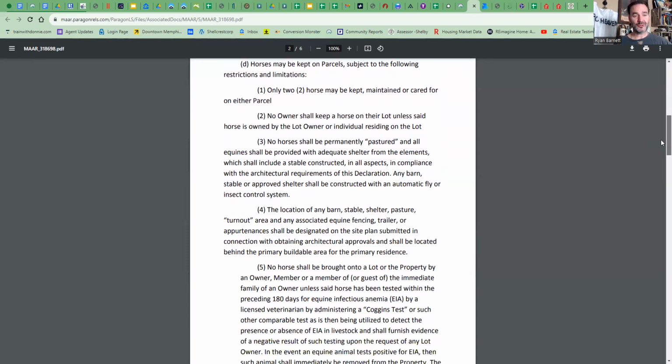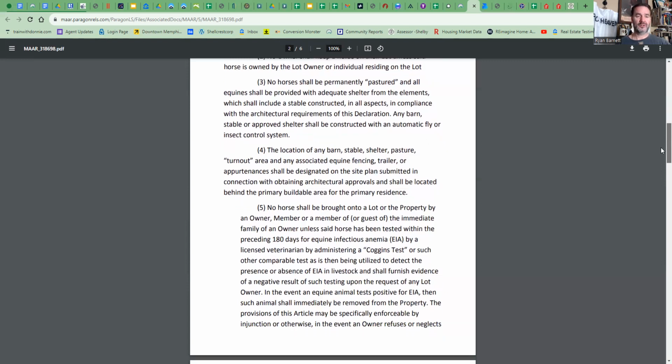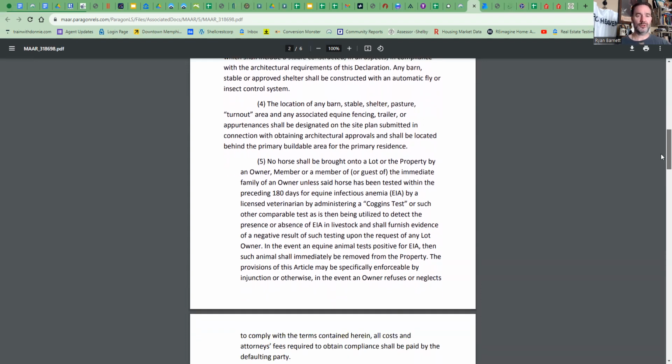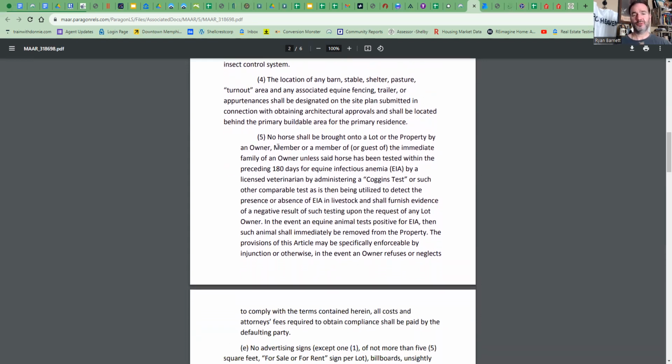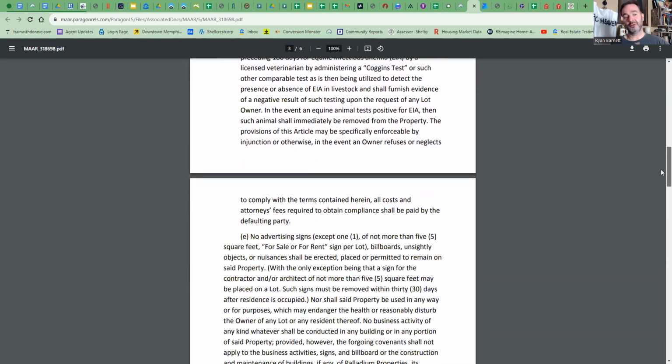The location of any barn, stable, shelter, pasture, or turnout area associated with horses should be designated on the site plan submitted in connection with the structure. Yep, the horse should be brought onto the lot by the property owner. So someone may not care at all about horses, and I could be digging in a little deep on the horses.